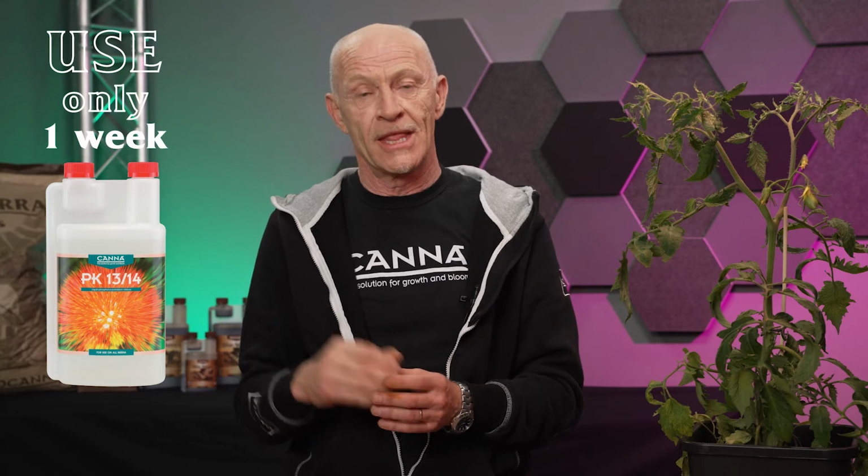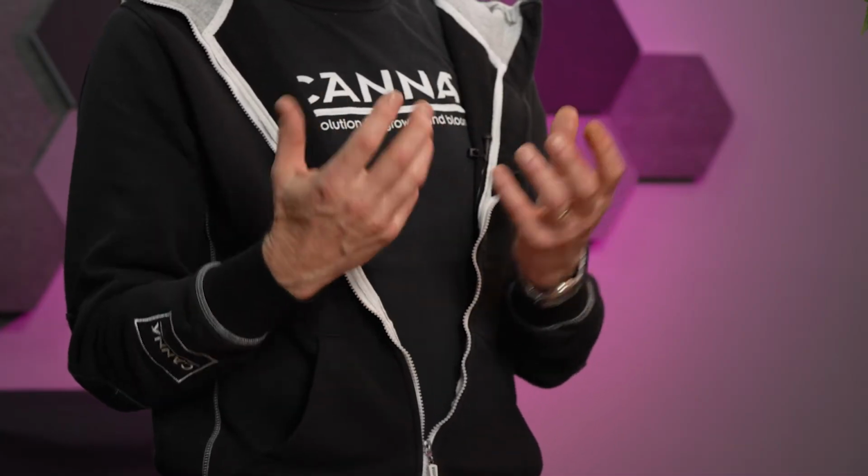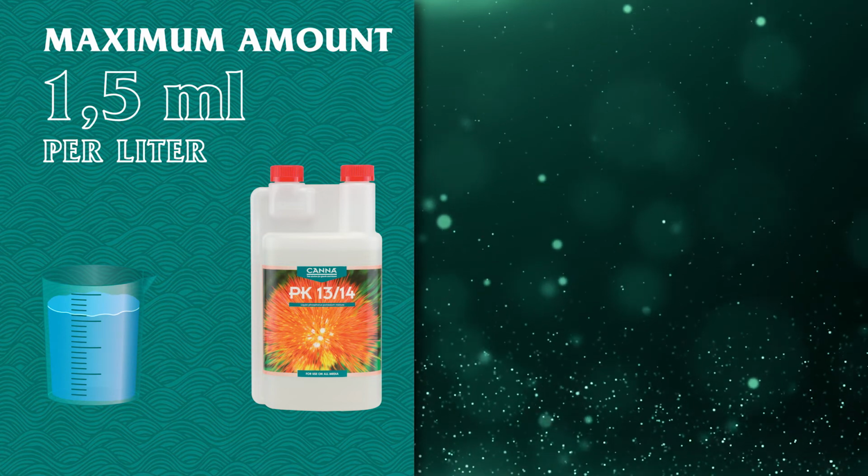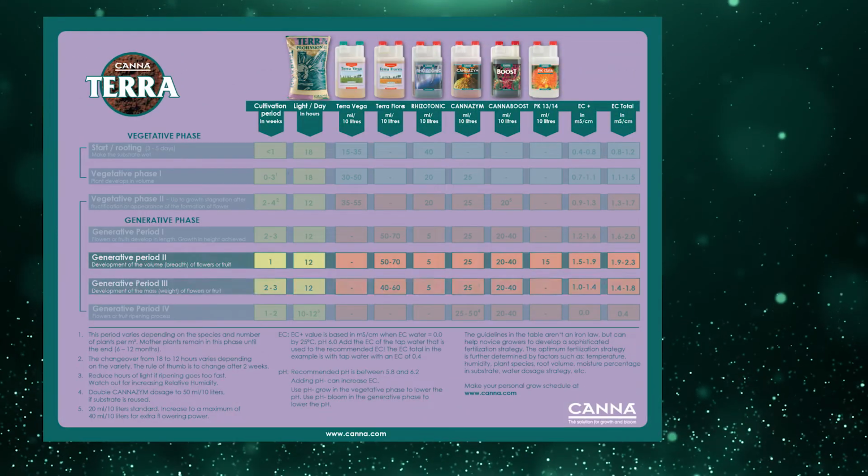Nevertheless, watch out, it makes the plant stronger, but it's also becoming very vulnerable. If you give too much of it, the leaves can start to curl and burn. That's one of the reasons that we only recommend it for 1 week. If you grow outside, you have to watch out, because when the August, September month is very beautiful in sunshine, the plant can even burn. So dose it gently. The maximum dose is 1.5 ml per liter. After this phase, we go to generative phase 3.